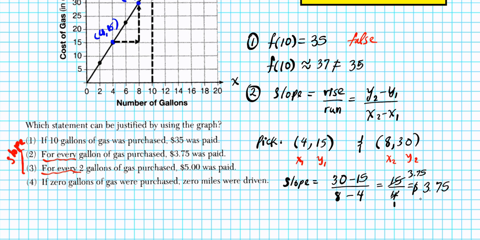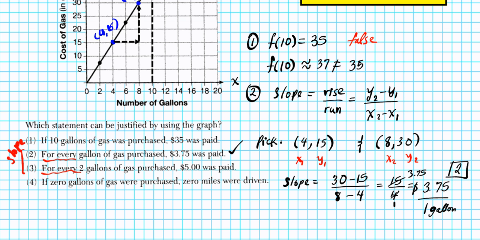$3.75 per gallon. It tells us that for every gallon purchased, you're paying $3.75. Option number 2 is correct. Okay, so there goes your final answer.